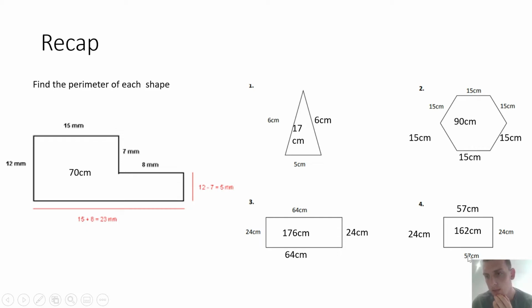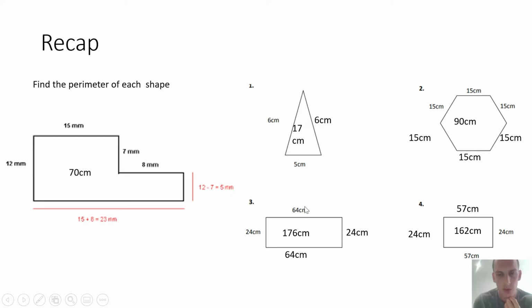Let's move on to this one. This one, we knew that this side was 57 centimeters, this side was 24 centimeters. We didn't know what these 2 sides were, but these 2 sides are exactly the same as these 2. So this side is the same as this one. So that's 57 centimeters, and this side is the same as this one, so it's 24 centimeters, and you just got to add them all up, which would give you 162 centimeters.